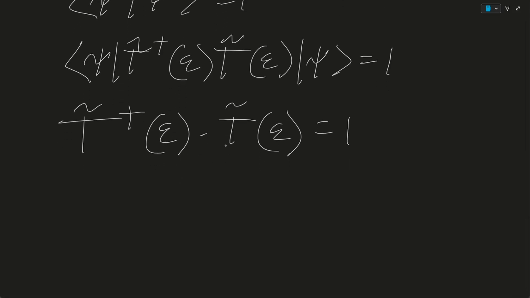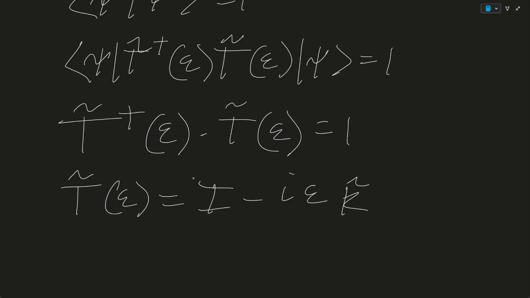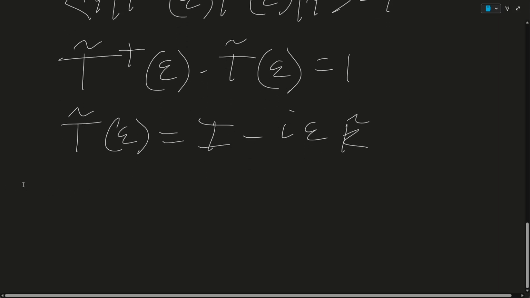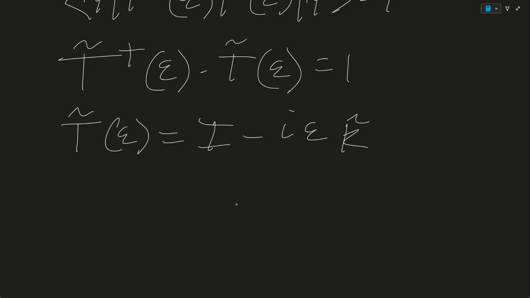And, well, any unitary operator, as we've gone over, can be parameterized by a Hermitian generator, which we can call k hat. So then we have that T epsilon must be equal to I minus I epsilon k hat. I here being the identity, and I here being the imaginary unit. This is to guarantee that k is Hermitian.